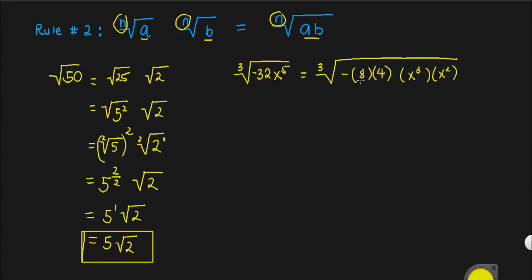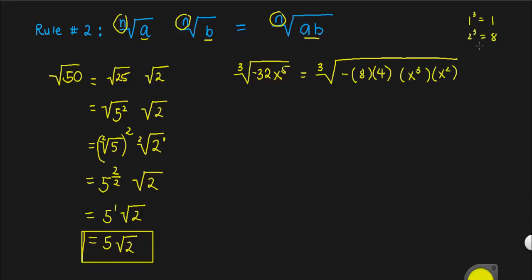So, let's take the numbers first. Since the given root here is a cube root, we also need to put a perfect cube number here, one that is also a multiple of 32. So, let's look, guys. How do we know a perfect cube number? So, we have 1 cube, that is 1. 2 cube, we have 8.